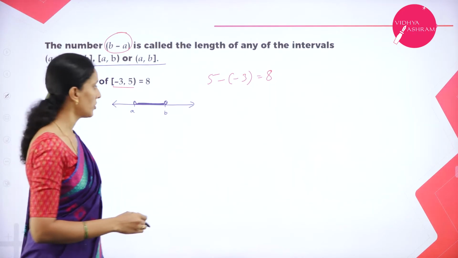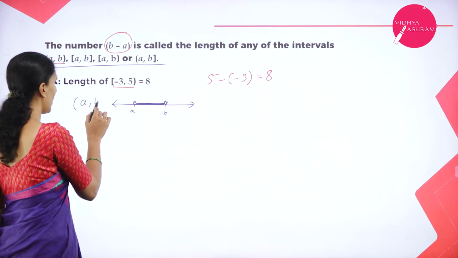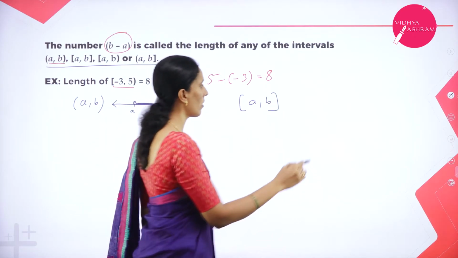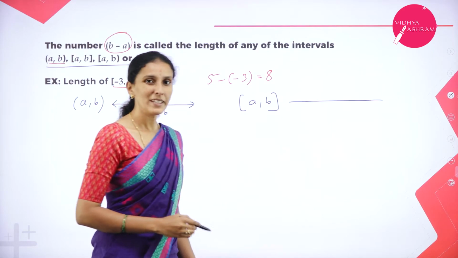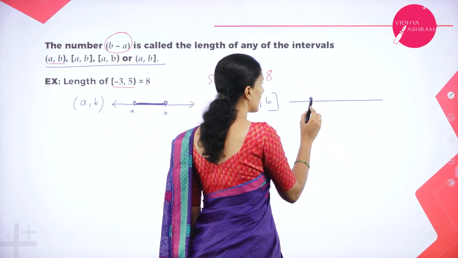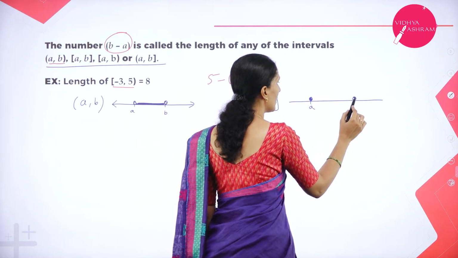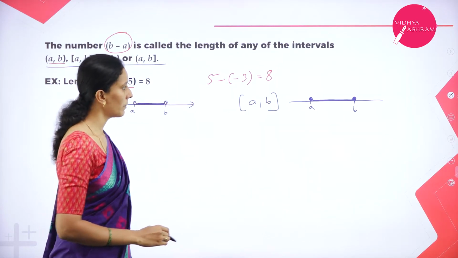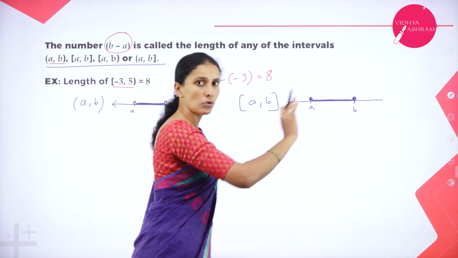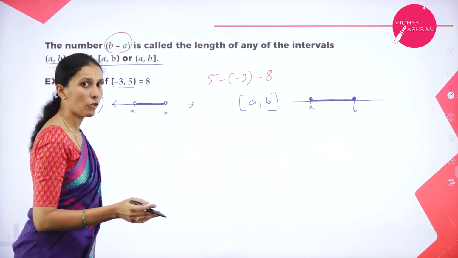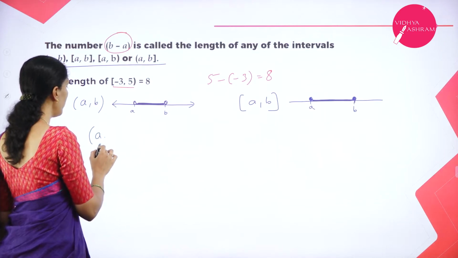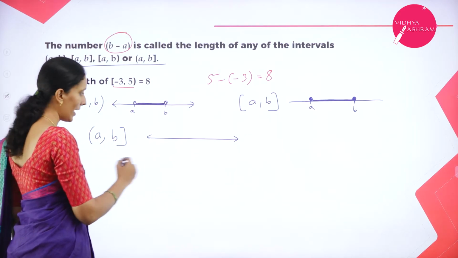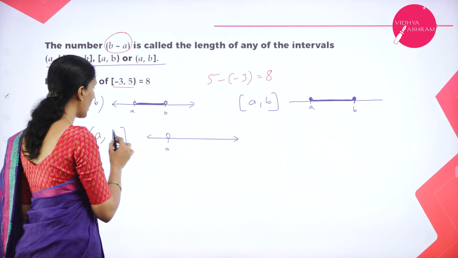Next, let me take a closed interval. So this is nothing but your open interval a comma b. Let me take closed interval a comma b. So how are you going to represent it on a number line? Closed interval means you are including. When you are including, closed circle for a and closed circle for b also, and shade a dark line in between a and b. So that means you can take all the values from a to b. Next we come across half open, half closed. So let me take half open, half closed. How are we going to write this? Open for a, so open circle for a and closed for b.